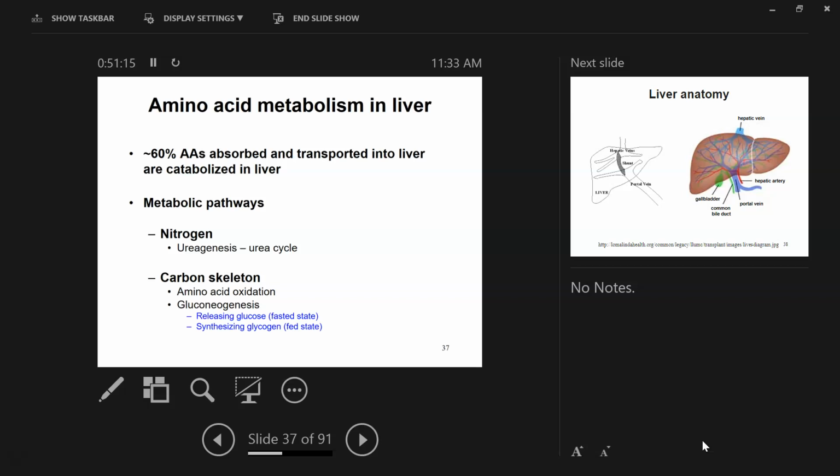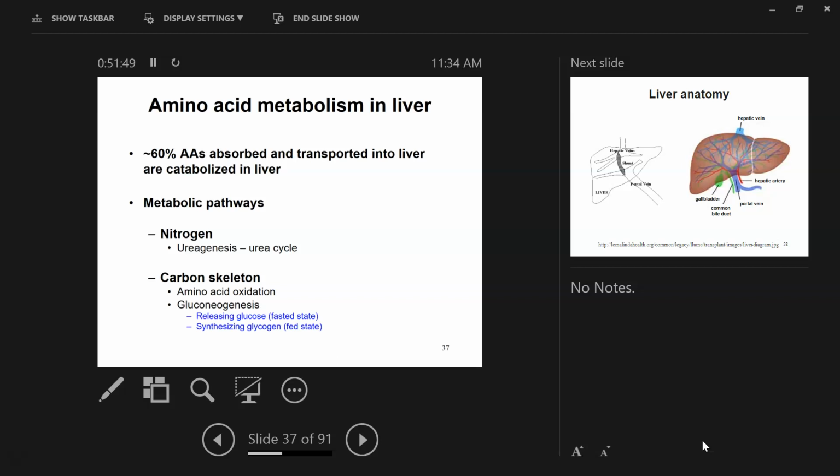In terms of metabolic pathways, or how amino acids are metabolized in the liver, the first is nitrogen. Nitrogen always needs to be removed as ammonia. And ammonia needs to be removed, otherwise it will be toxic to the body tissue cells, right? So the removal of nitrogen or ammonia is by ureagenesis, or the urea cycle, synthesizing urea, which is then excreted in the urine, right?